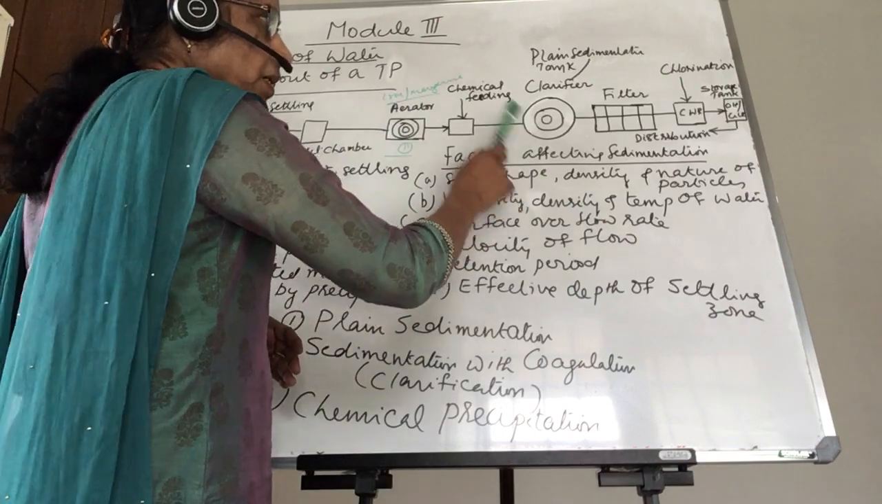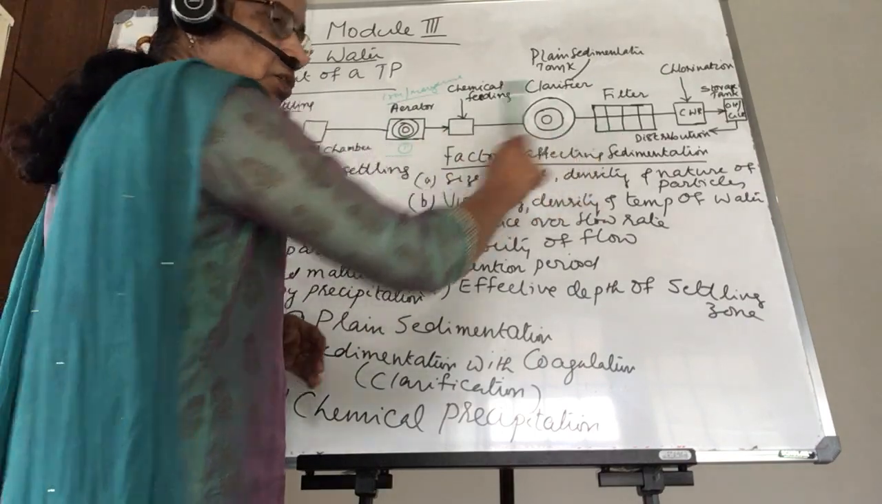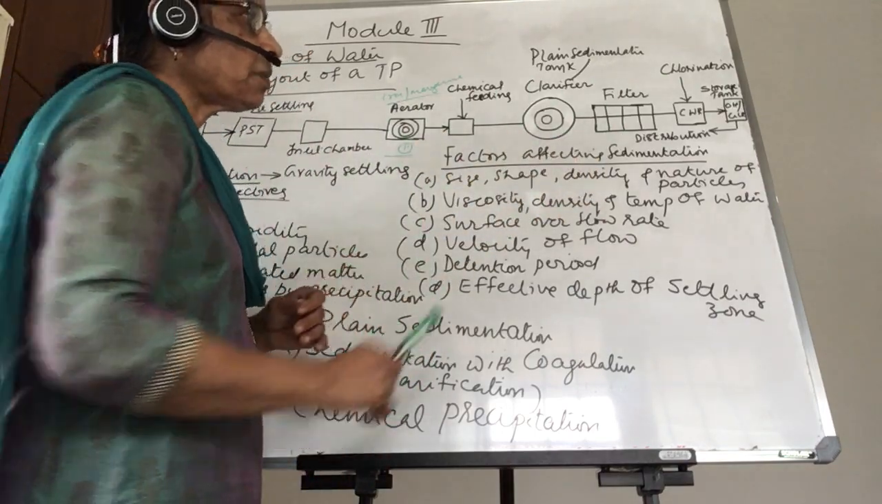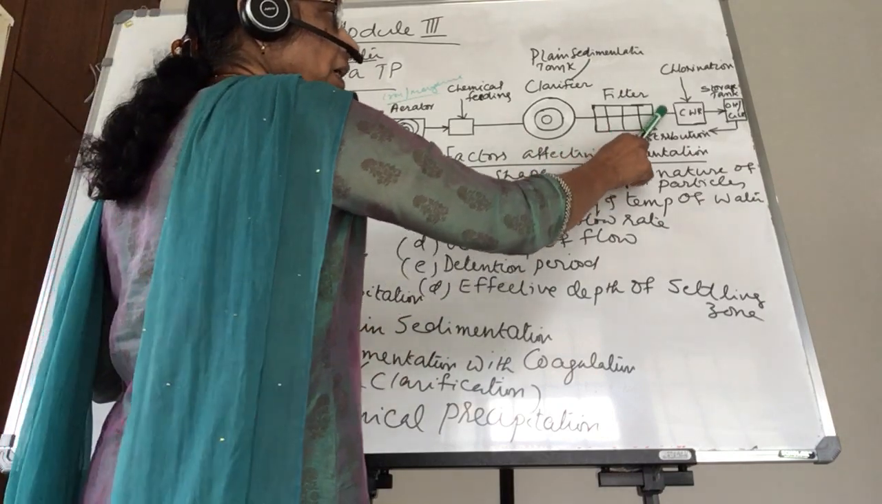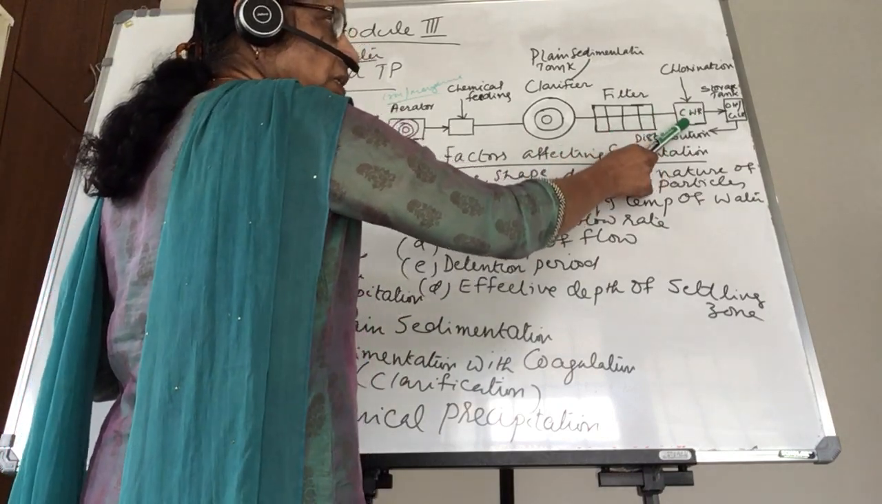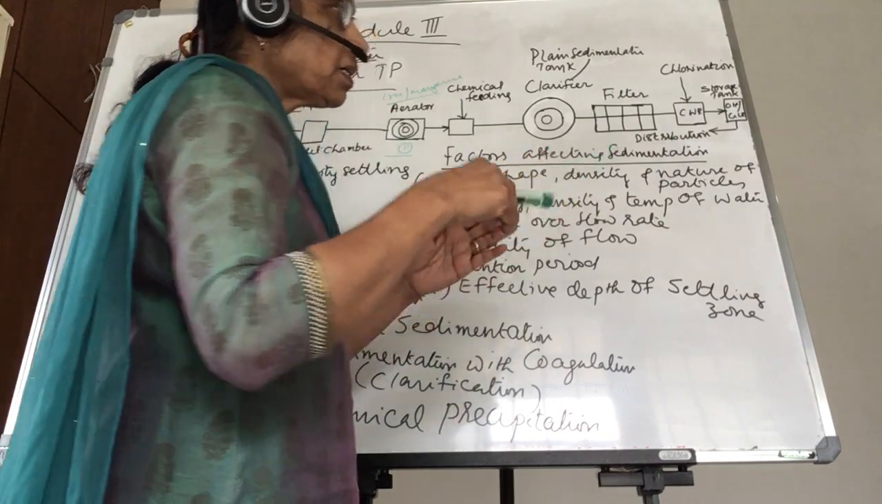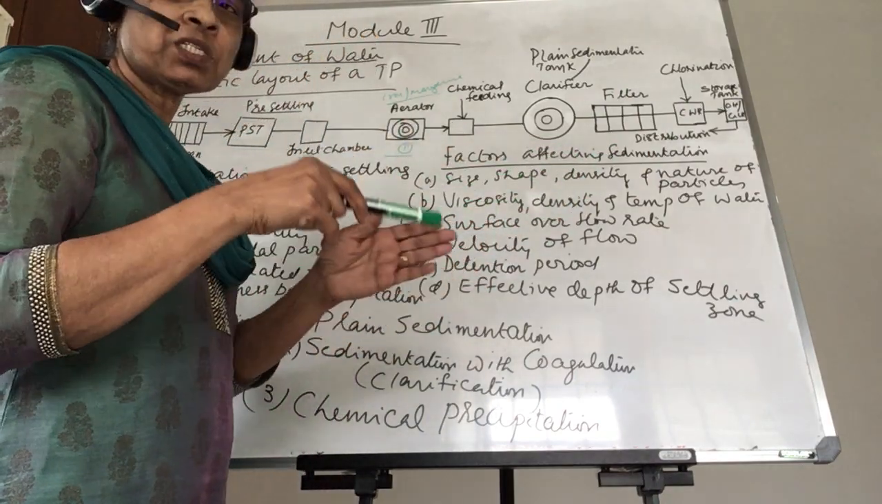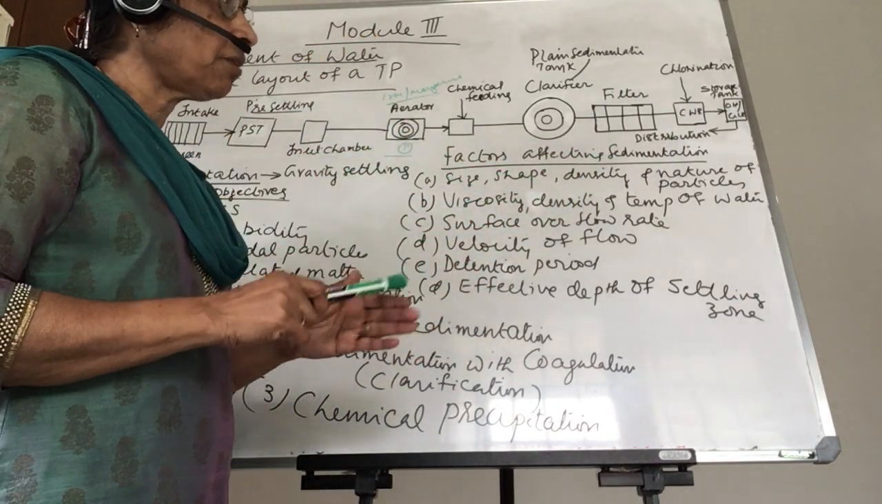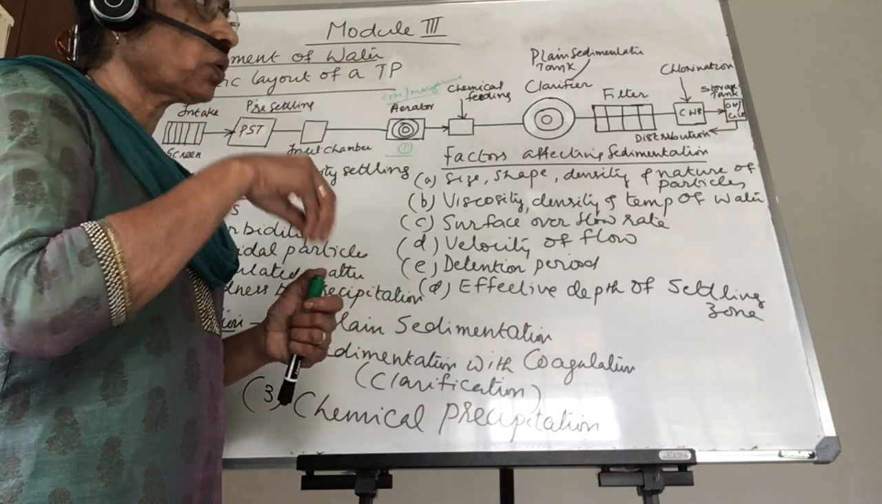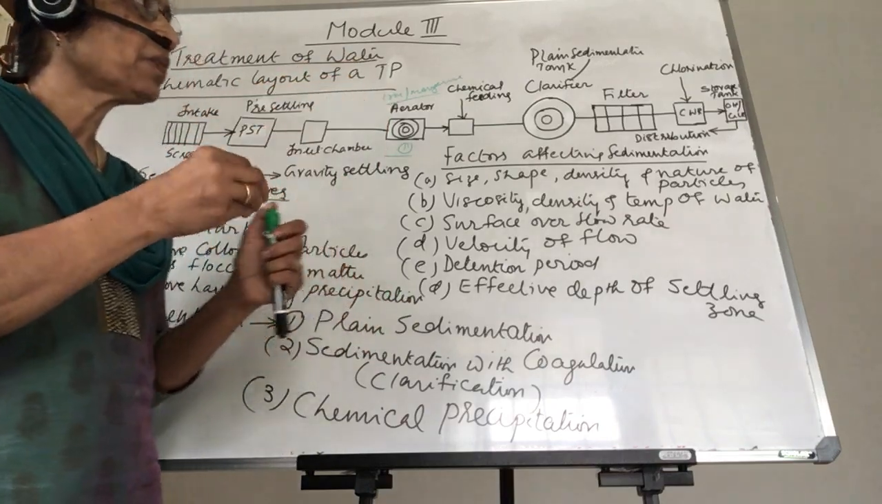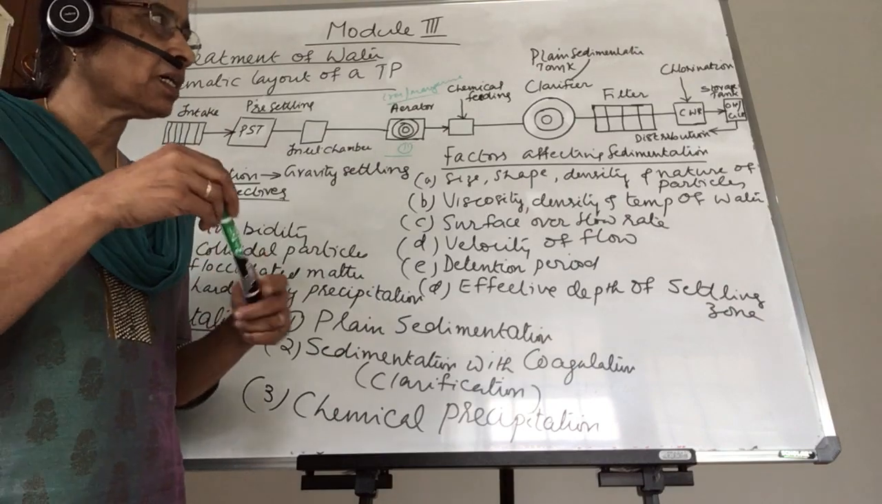So then from the clarifier, we are taking the water to the filter beds or the filter units. After filtration, we are collecting the treated water in the clear water reservoir. That is a storage tank located in the treatment plant site itself. There we are providing the chlorination, or chemical feeding, that is the chlorine.